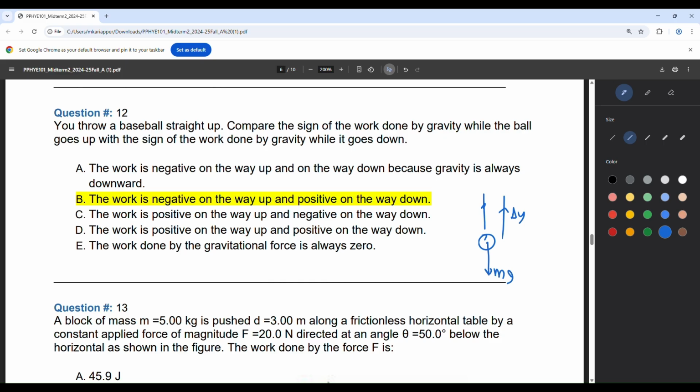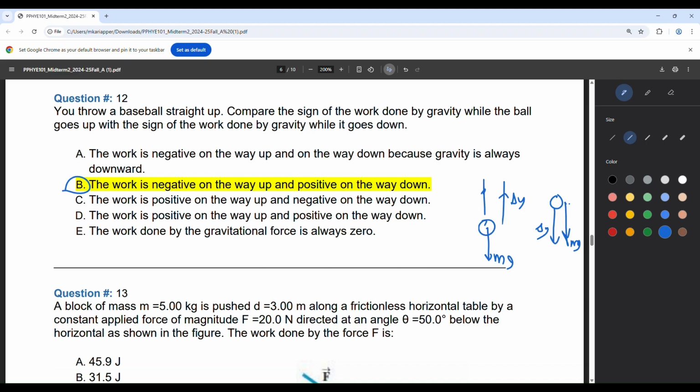On the way down, displacement is down, force is also down. On the way down, the work done by the gravitational force will be positive. So the correct answer is B, which says work is negative on the way up and positive on the way down.